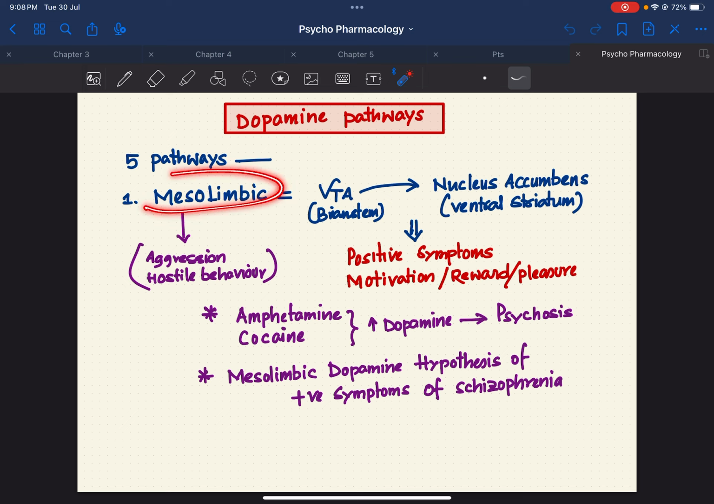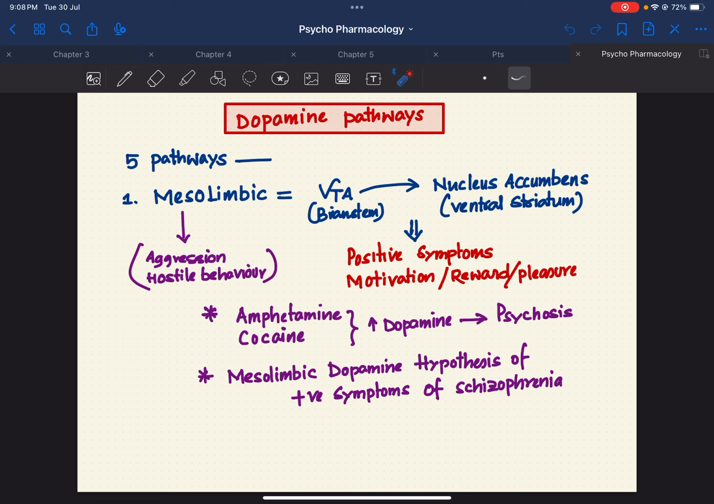The mesolimbic pathway is also important for the aggressive and hostile behavior of the subject or the person. Remember, any CNS stimulant, especially cocaine and amphetamine, will increase dopamine. Once there is an increased amount of dopamine, there will be psychosis. So in case of psychosis, we need to rule out whether the patient has taken cocaine or amphetamine or not.